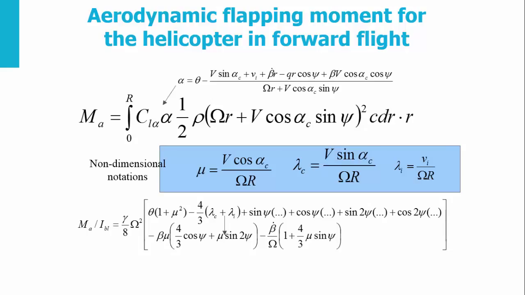Using non-dimensional notation, the advance ratio and lambda c, which is the component of the velocity coming perpendicular to the control plane, and the non-dimensionalized induced velocity, we can perform the integral as a function of radius, and the result is, as you see, down. It will depend on the azimuth angle, and it will also have free coefficients.